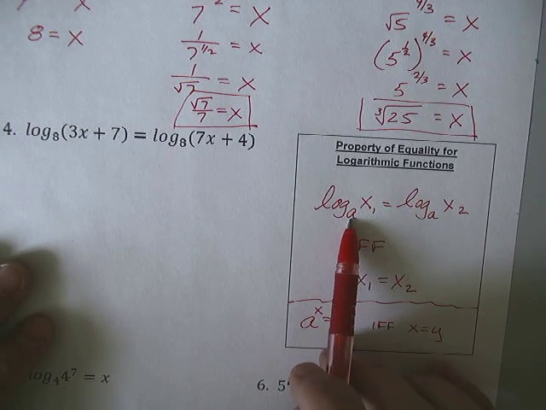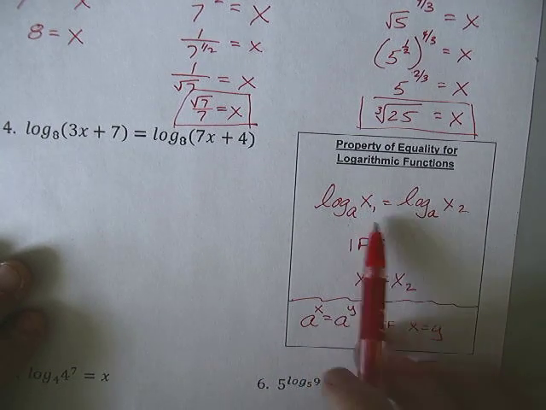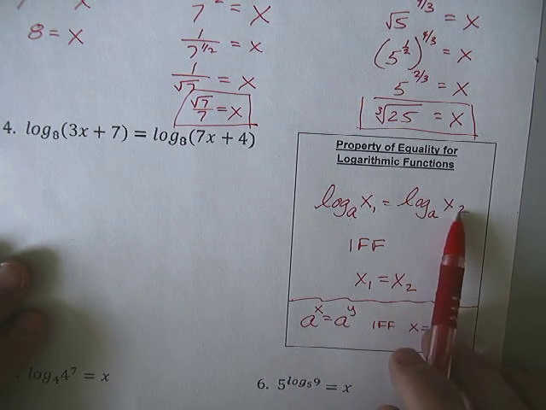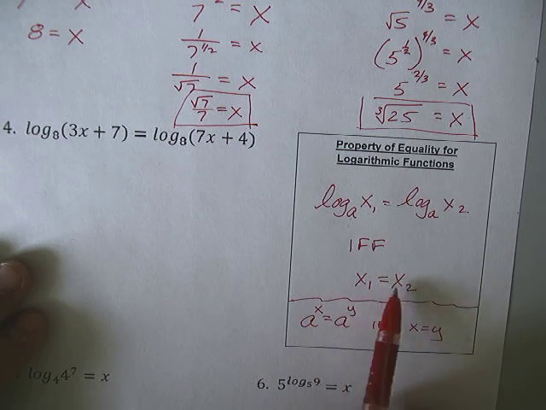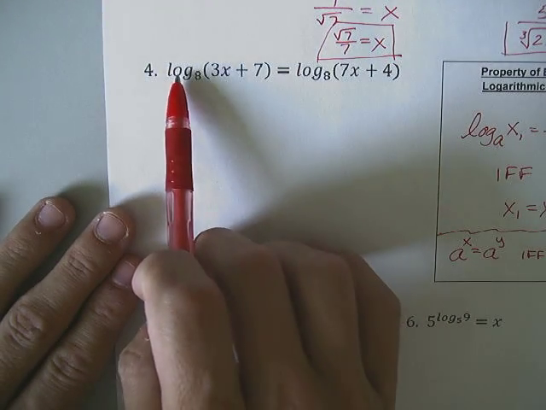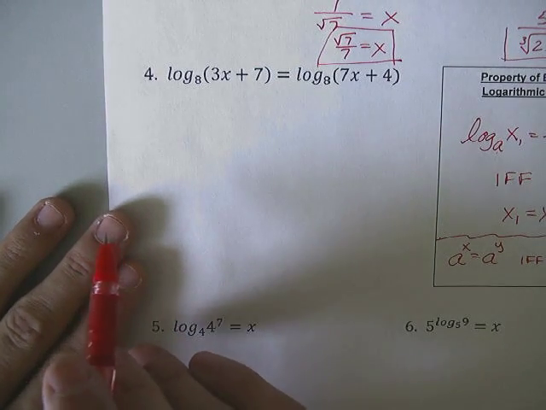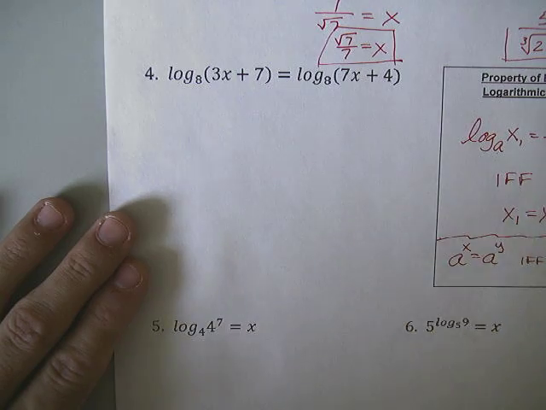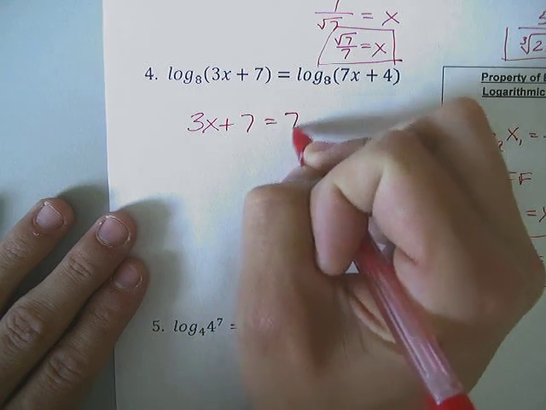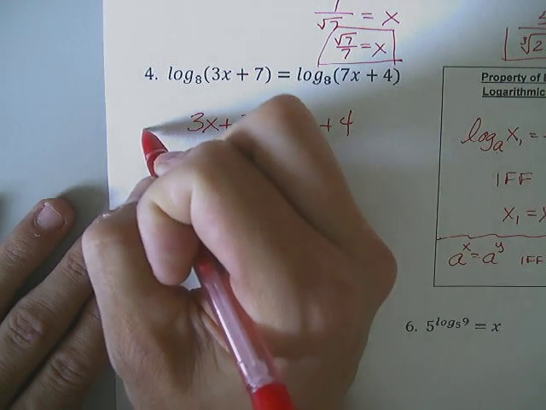If I have this log function with x1 as my argument, and you notice the bases are the same, then log base a of this equals log base a of that if and only if the arguments are equal. So as I come over here to this fourth example, you notice I have log base 8 and log base 8. If those are true, then that is true if and only if this is true. And that's a nice property.